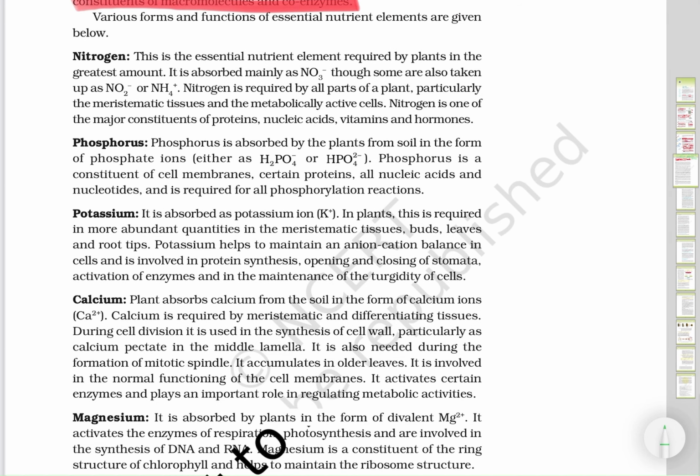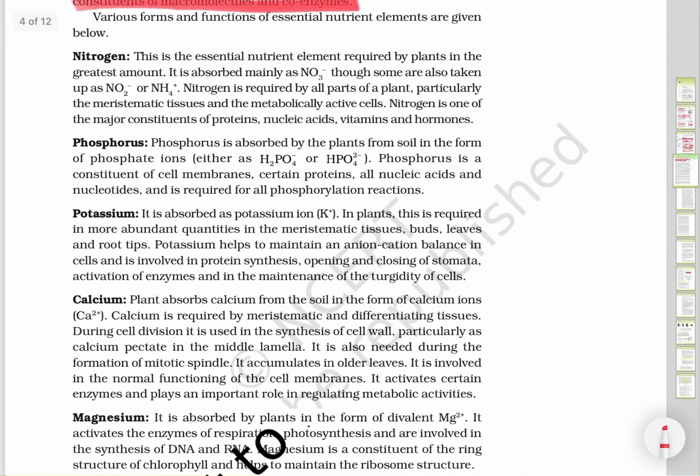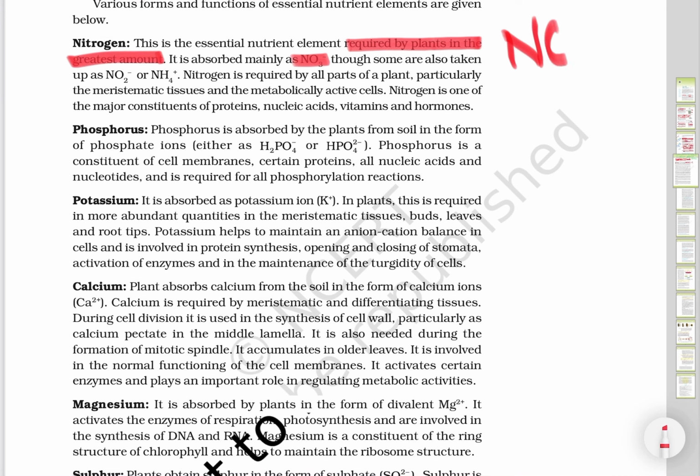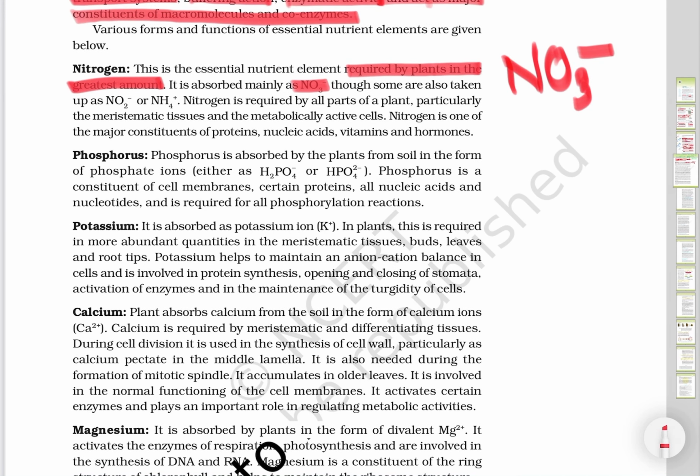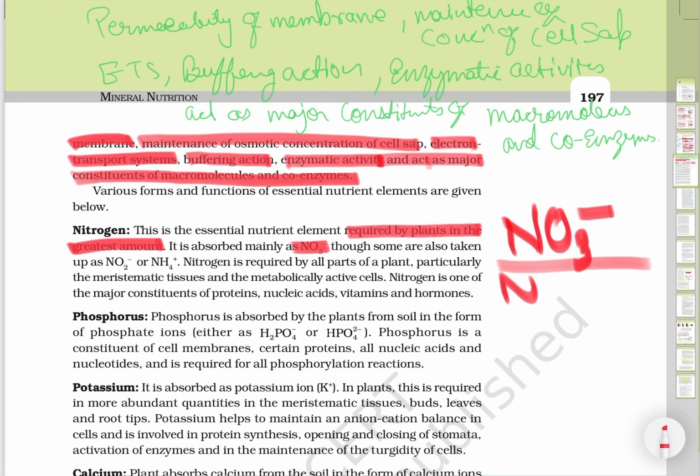Nitrogen. It is the essential nutrient element required by plants in the greatest amount. It is absorbed mainly as NO3 minus, nitrate. Some is also taken up as nitrite, NO2 minus, and ammonium ion, NH4 plus.